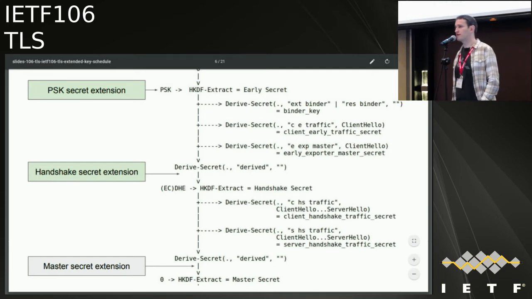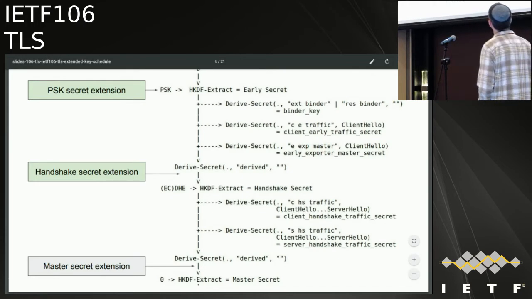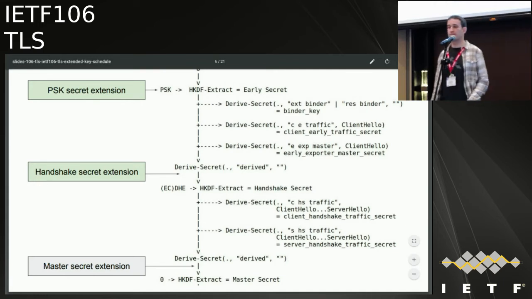Sorry. My proposal is everywhere in this key schedule that we have a thing with a right arrow to HKDF extract, we define a new rule that if you have n things, you combine them with formula X, and then you shove it in. And I guess just to make life simple, if you have one, you just shove it in.